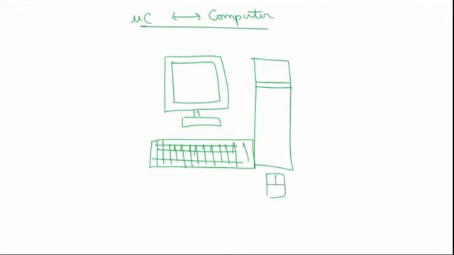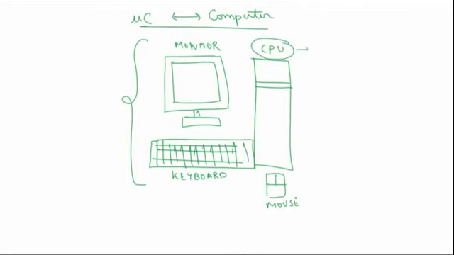Okay, let me label these. So this is your CPU, this is your monitor, this is your keyboard, and this is your mouse. Now, what is the most important part of this whole setup? What is the most important part of a computer? The most important part of a computer is this CPU, which is also called the brain of the computer.